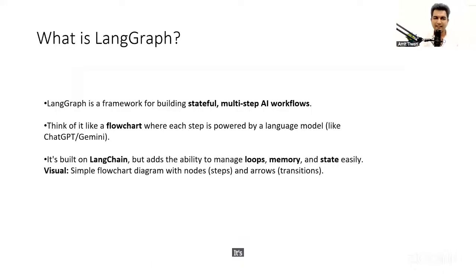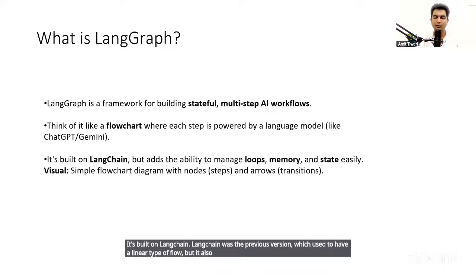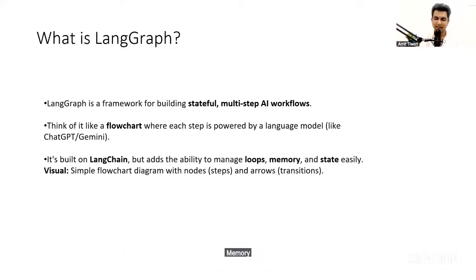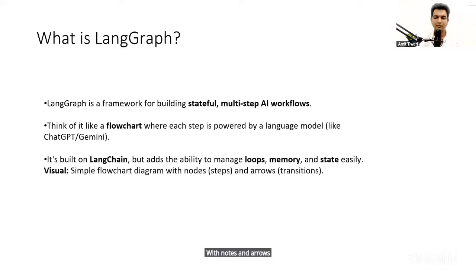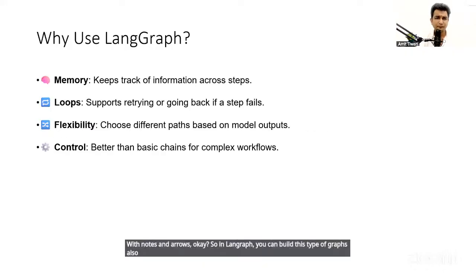It's built on LangChain. LangChain was the previous version, which used to have a linear type of flow, but LangGraph also adds the ability to manage loops, memory, and state. This we will see when we implement it on the ground. And it is also visual. That means it will also give you a flowchart diagram with nodes and arrows. So in LangGraph you can build this type of graphs also.